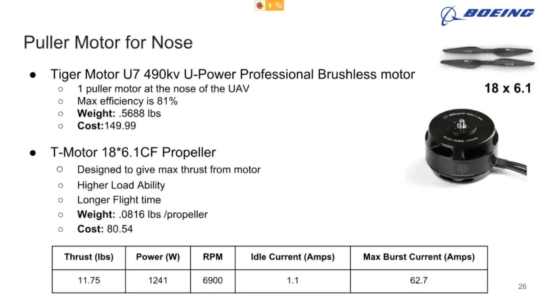So for our pusher motor on the nose, we were planning on using a Tiger motor, 490 kV motor. This motor has a low KV, and we would put a large 18 by 6 inch prop on the front of it to have low RPMs but maintain the same amount of thrust, which would increase the efficiency of our propulsion system and allow us to have a longer flight time.